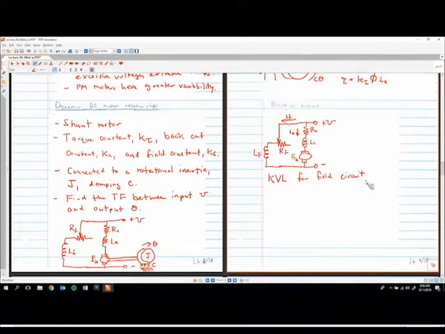So starting with Kirchhoff's voltage law, which I'll oftentimes abbreviate KVL. If we look at the field circuit, the circuit that goes basically through here, we have a voltage increase. If we want to make life easier on ourselves, let's define a ground. We're looking at the voltage increase from ground to the positive terminal, which has to be V, so that's an increase in voltage of V.